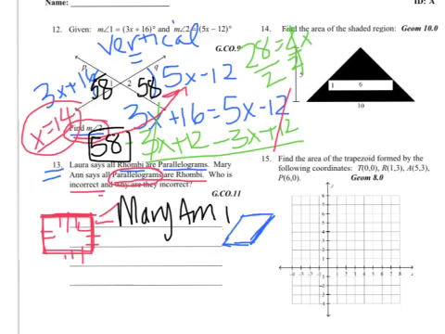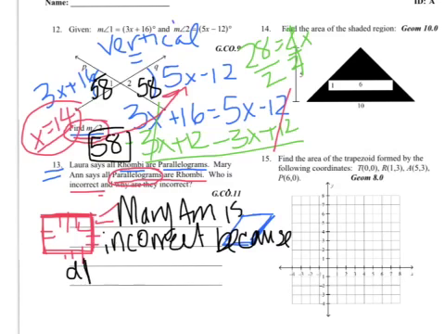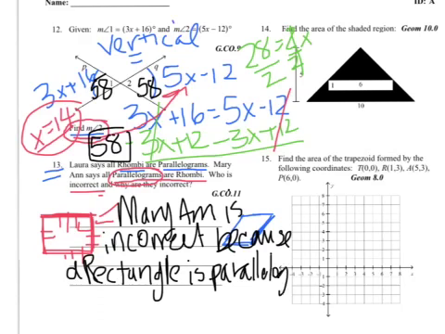And so I'm going to put that real quickly. Marianne is incorrect because a rectangle, and you could think of some other shapes too probably, but for sure a rectangle is a parallelogram, but not a rhombus. And that's because all four sides in a rectangle are not equal.